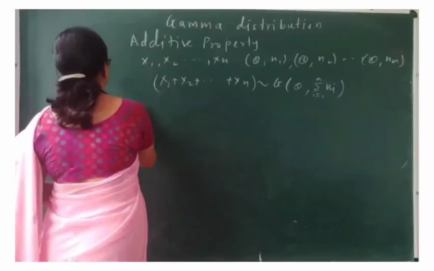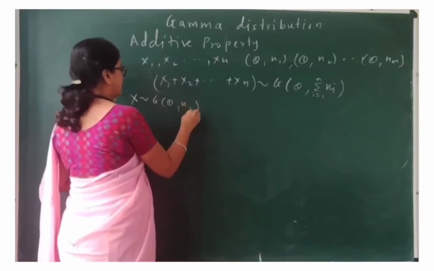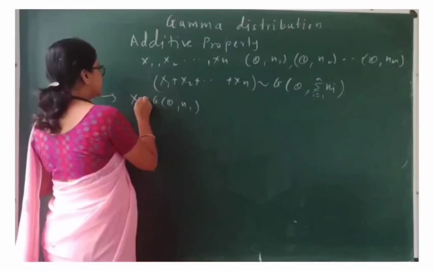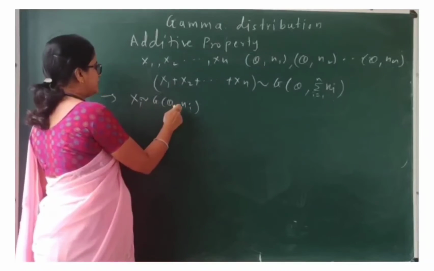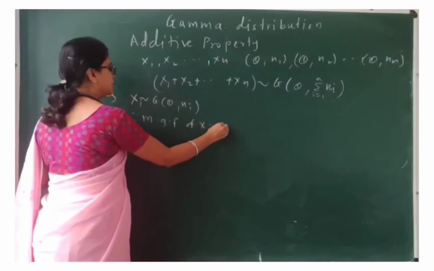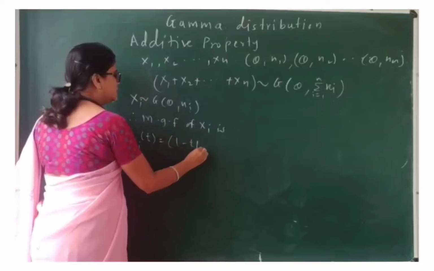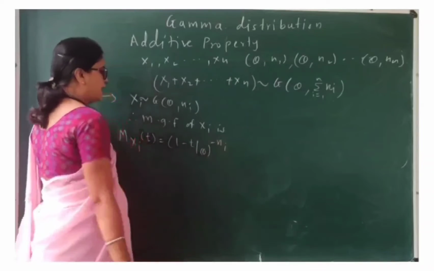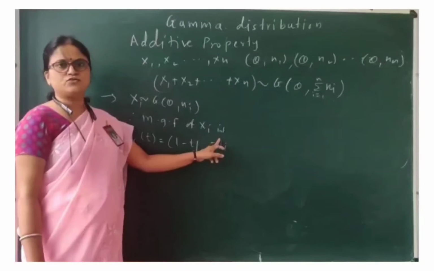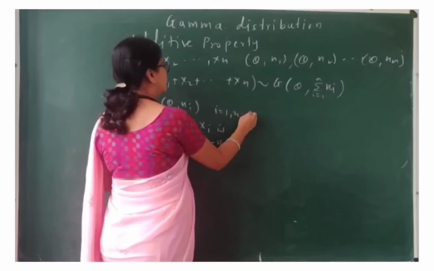So over here we have x_i following gamma (theta, ni). We know the MGF of the gamma distribution. So if xi follows gamma (theta, ni), then the MGF of xi, M_xi(t), is equal to (1 minus t by theta) raised to minus ni. This we know already. Over here i takes values 1 up to n.